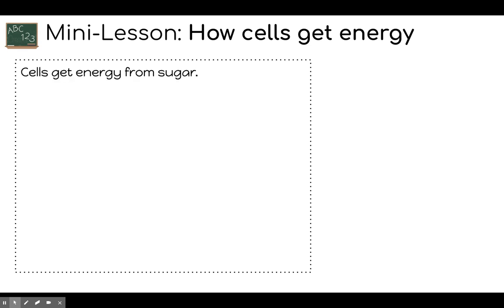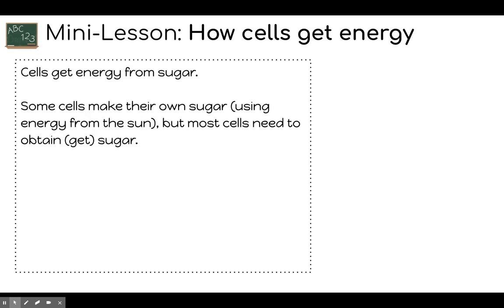Cells get energy from sugar or the food that is consumed. Some cells make their own sugar using energy from the sun. We'll get more into that later today. But most cells need to obtain or get sugar from an outside source.